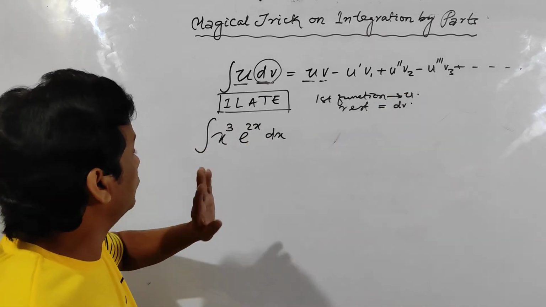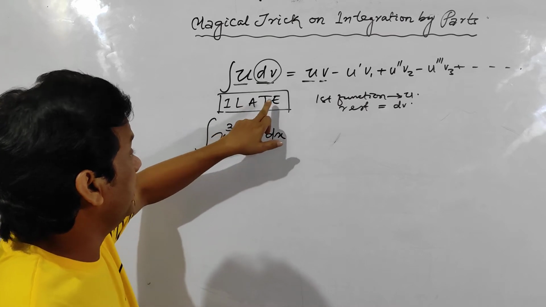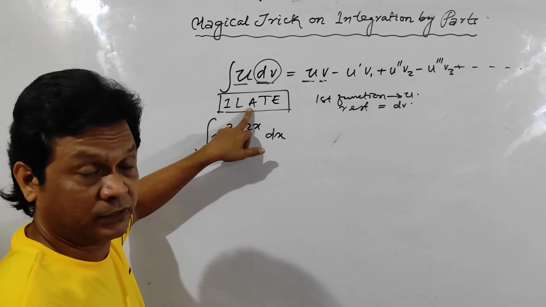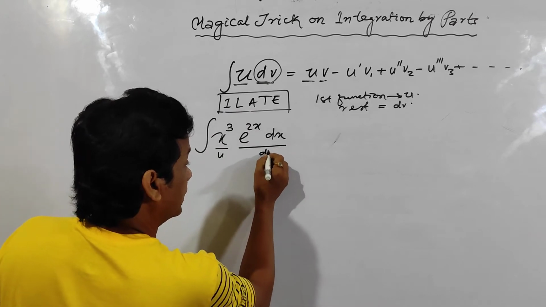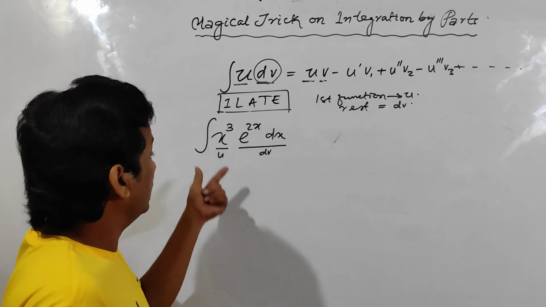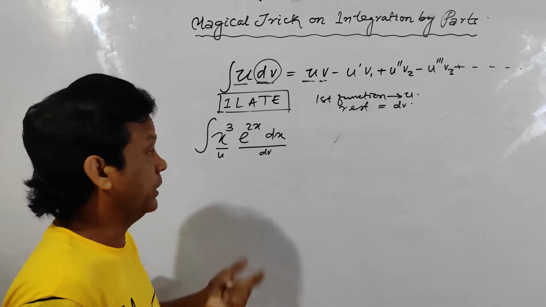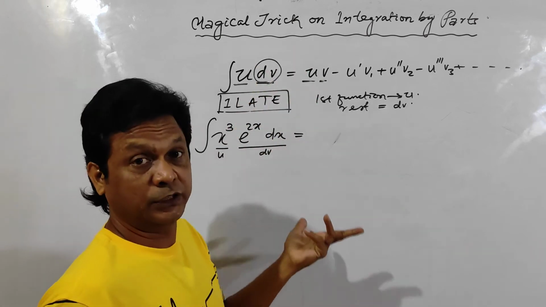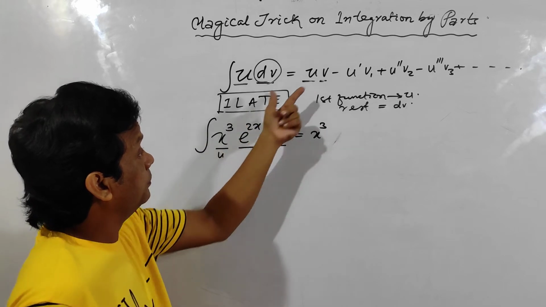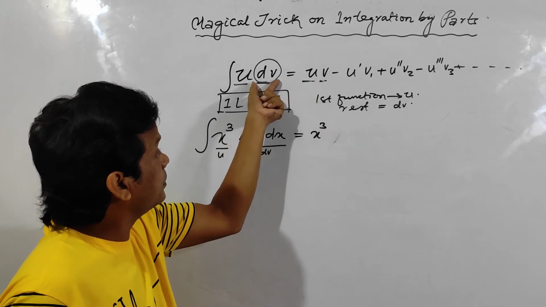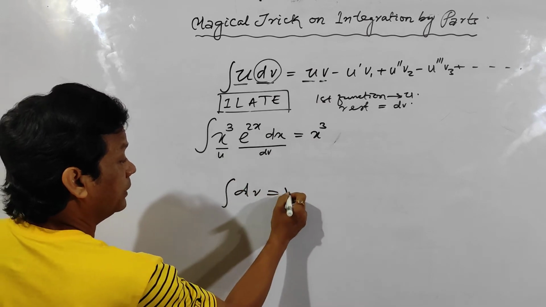That means here there are two parts, algebraic and exponential. Algebraic comes first. So take the algebraic as u, and the rest part is taken as dv. Okay, so what is our formula? u into v, u means x cube, dv is this one, and on integration of dv you will get v.